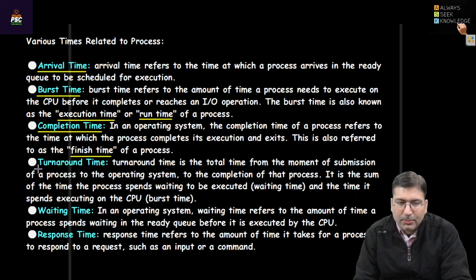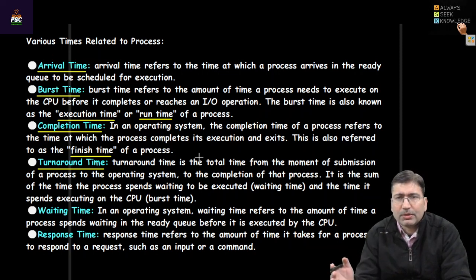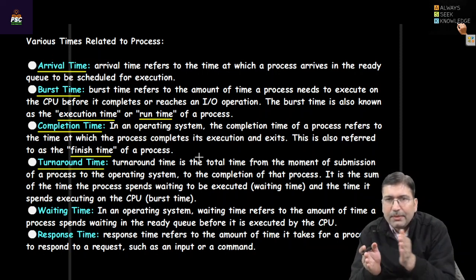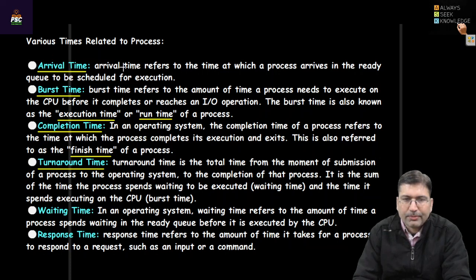Then another very important time is turnaround time. The turnaround time is actually the total time from when the process arrives in the ready queue to when the process ends, like the finish time or completion time. So the difference between the completion time and the arrival time is considered as the turnaround time. We write turnaround time as TAT.